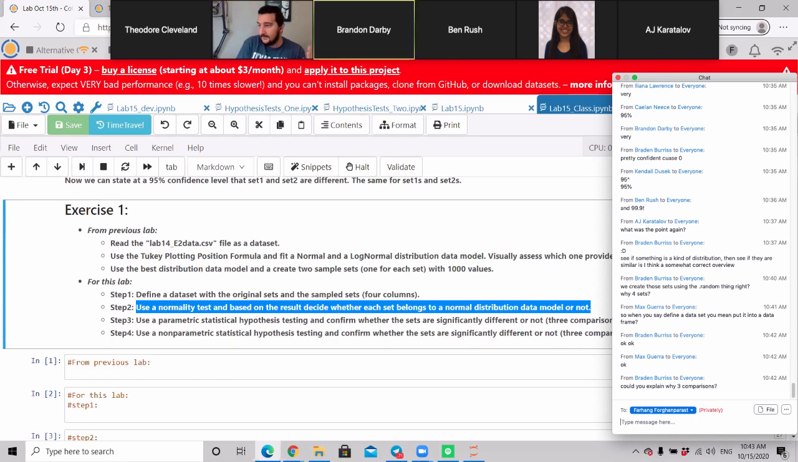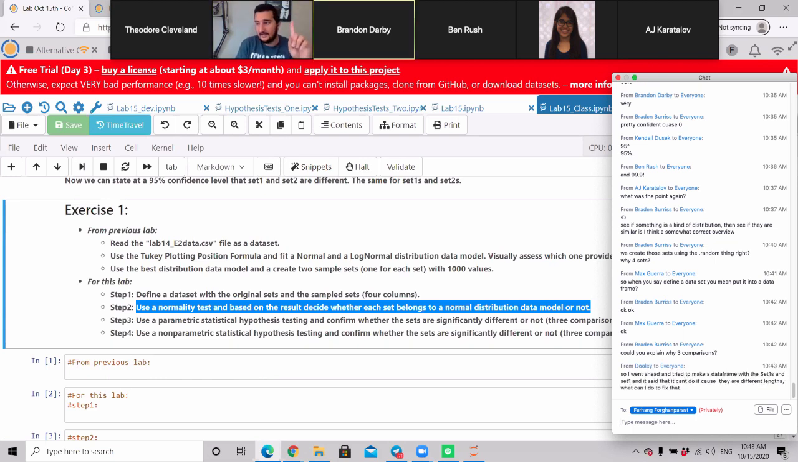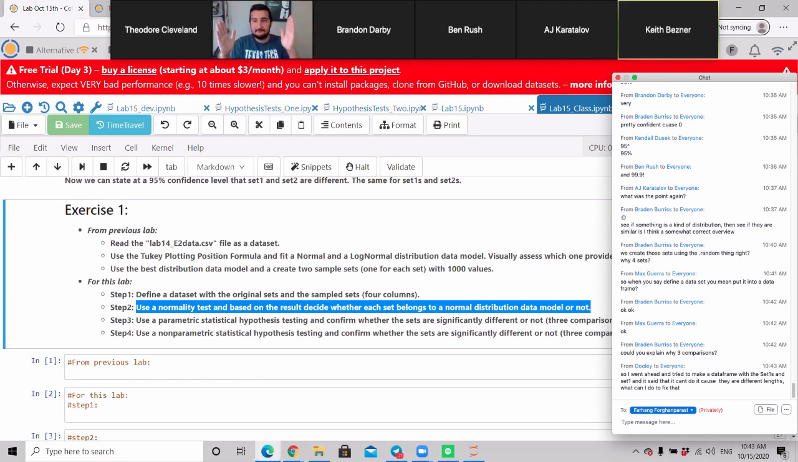One question I have in the chat box, Braden asks, could you explain why 3 comparisons? I have 4 sets. I'm comparing set A and set B, 1 comparison. Set A and set A resampled, 2nd comparison. Set A and set B resampled, 3 comparisons. 3 comparisons in total.